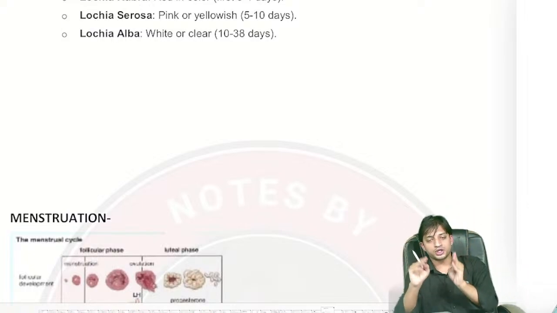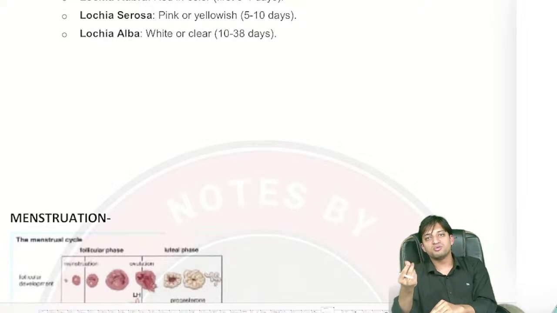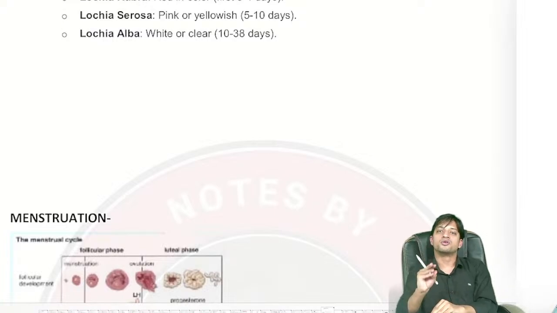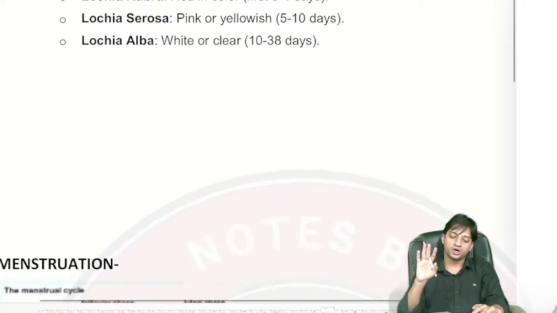Endometrial tissue, leftover tissue. When it comes out, it will be rubra. Rubra will be containing blood and the other tissues, so it will be red in color, right? First 3 to 4 days you will see it.